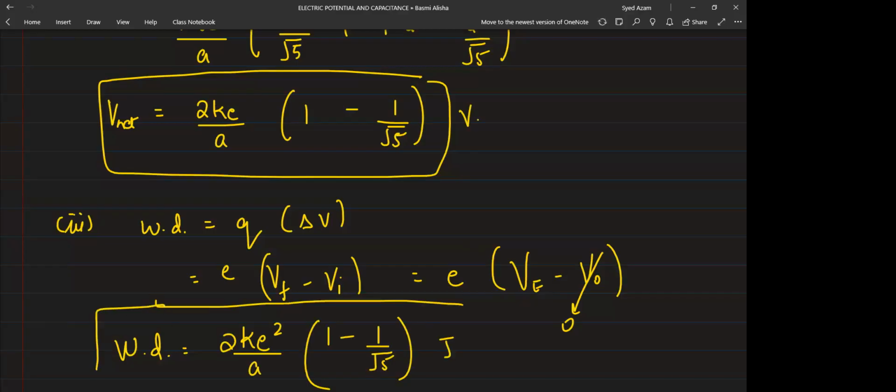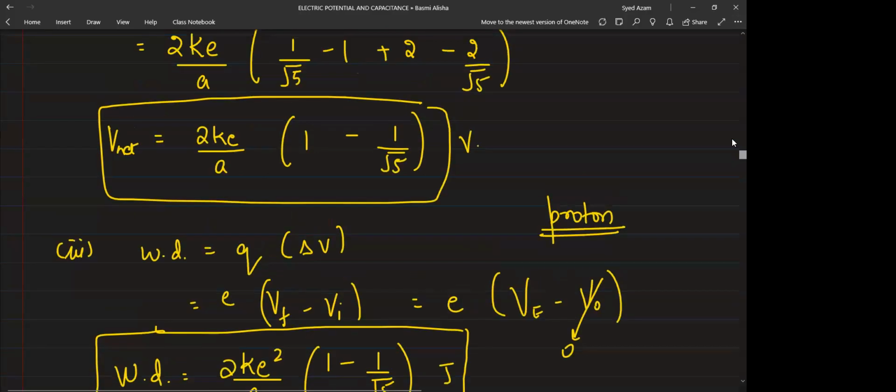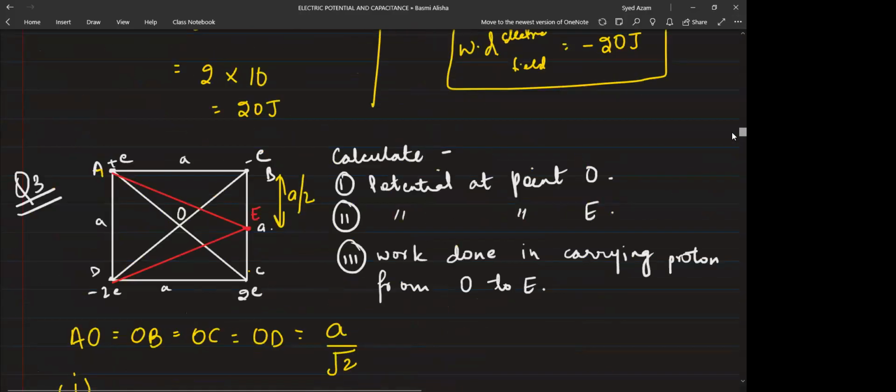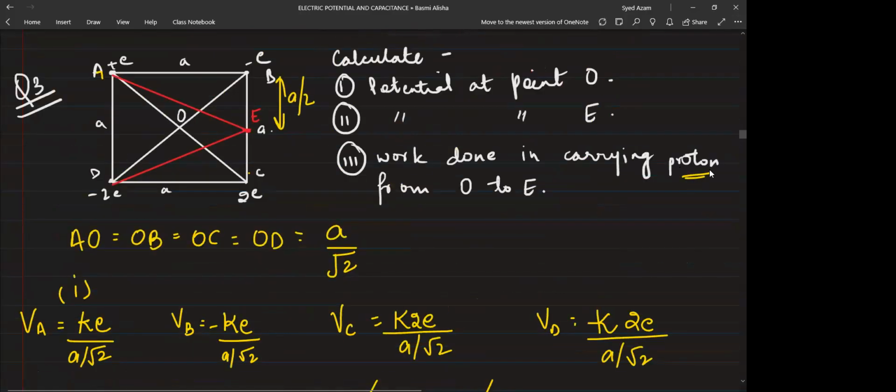Why do we take Q as E? Why did we take Q as E? Q as E, proton, as proton is given in the question. Oh, okay, ma'am. Okay, that's why Q as E we have taken. Got it? Yes, ma'am. Okay, please write down this one also. See, this proton is given.